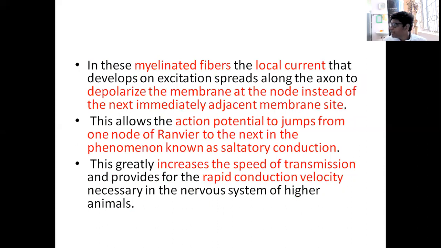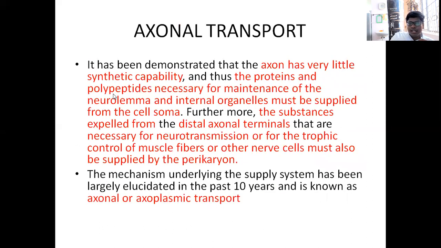In these myelinated fibers, the local current that develops on excitation spreads along the axon to depolarize the membrane at the node instead of the next immediately adjacent membrane site. This allows the action potential to jump from one node of Ranvier to the next in the phenomenon known as saltatory conduction. This greatly increases the speed of transmission, providing the rapid conduction velocity necessary in the nervous system of higher animals. And next we will see about axonal transport.